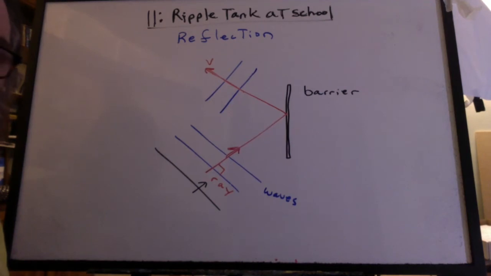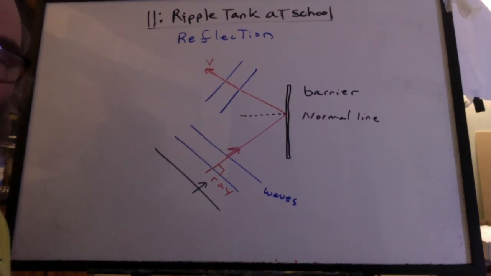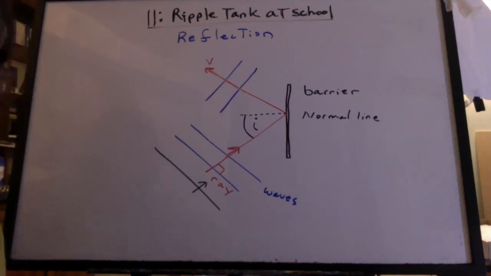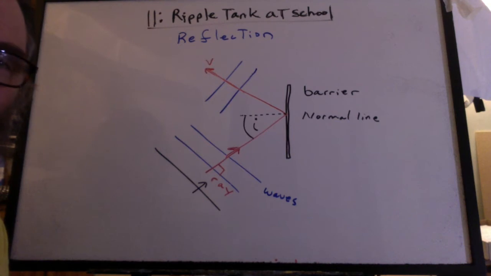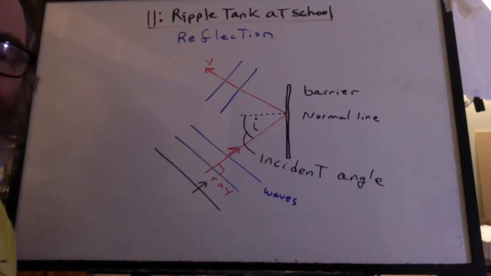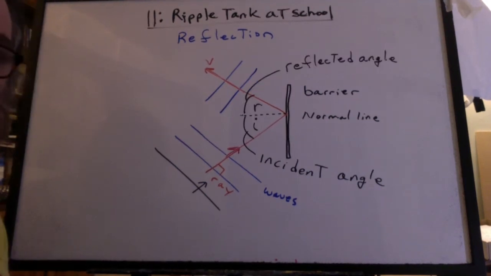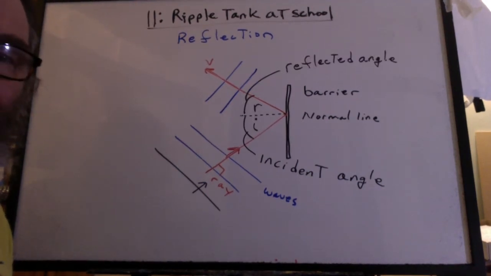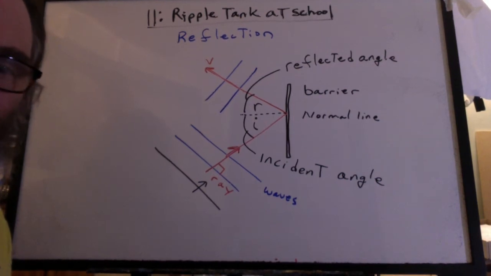We can trace the ray. We draw a line normal to the surface of the barrier. It's called the normal line because it's perpendicular to the surface. We can measure the angle of the ray that's coming in to strike the barrier from the normal line. It's called the incident angle. Then we can measure the angle of the ray leaving the barrier, measured from the normal. It's called the reflected angle.